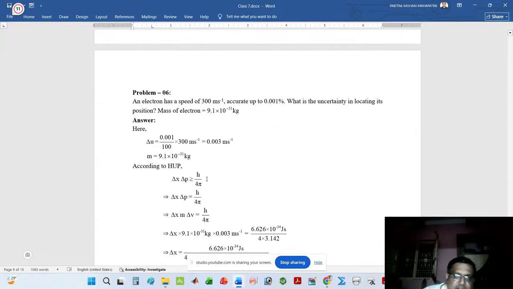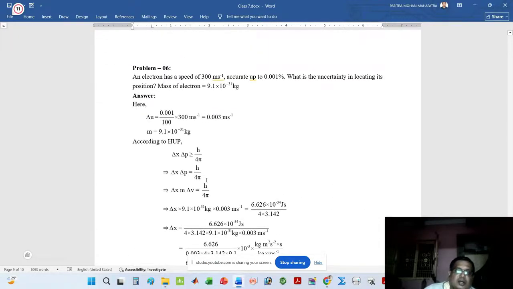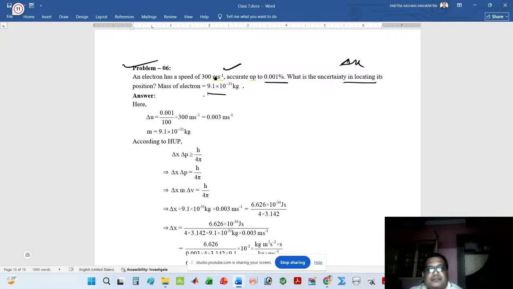Like this problem, you can solve another problem. Problem number 6. An electron has a speed of 300 meter per second, accurate up to 0.001%. What is the uncertainty in locating its position? That means del x. Our target is to find del x. Mass of electron is given, that is 9.1 into 10 to the minus 31 kg. Here speed is given, 300 meter per second, and its accuracy is 0.001 percent.